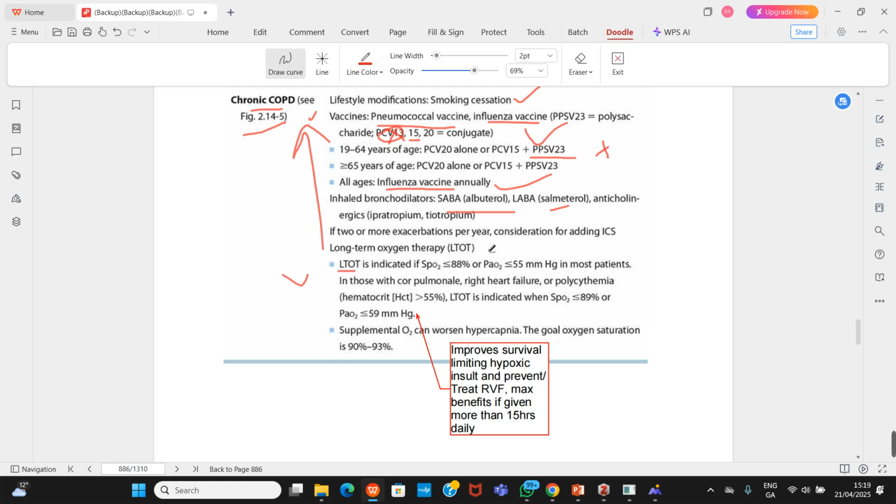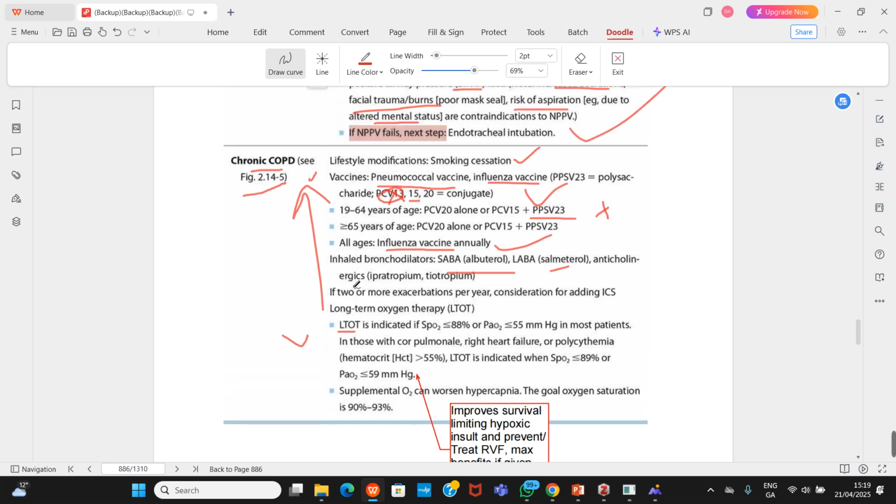So what is the indication for this long-term oxygen therapy? Don't forget, we have said it. What reduces mortality is what? Stopping smoking and oxygen therapy. And the last one is pulmonary rehabilitation that we're going to get to very soon.